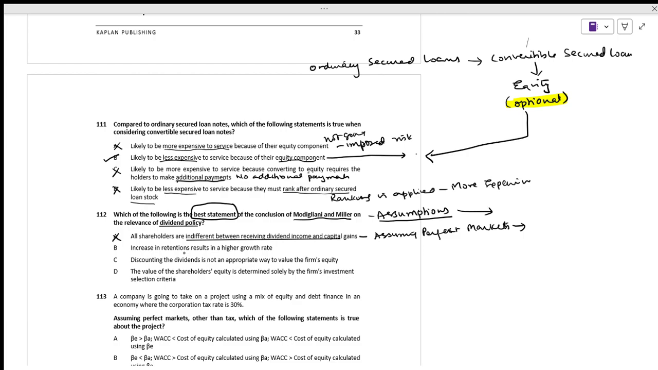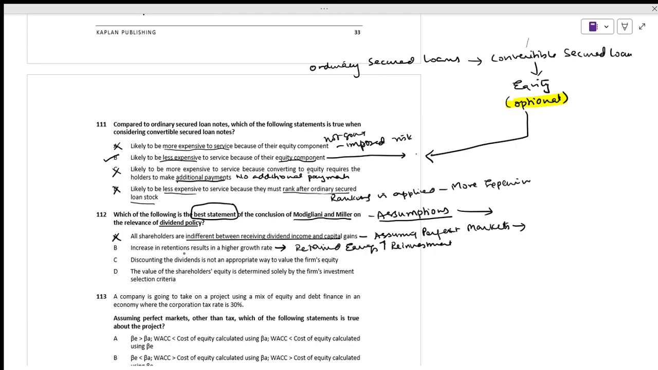Increase in retention results in higher growth, is it? Retention is nothing but retained earnings. When there is an increase in retained earnings, what will happen? The increase in retention will be reinvested, is it? It will be reinvested.